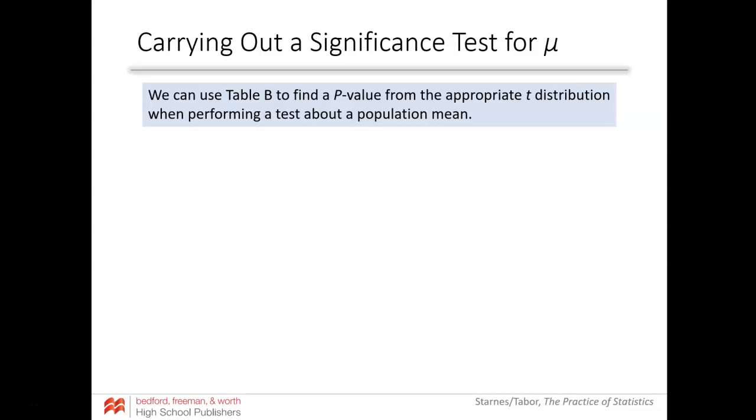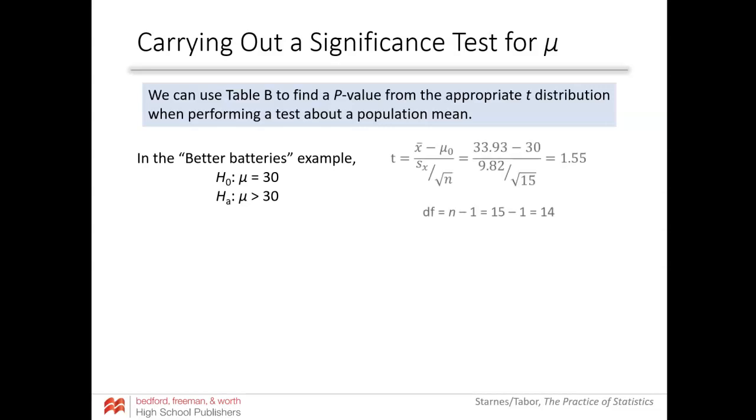So we can use our friend table B to find the p-value from the appropriate t-distribution when performing a test about the population mean. In that better batteries example, the null hypothesis was that the true mean was 30, but the alternative was that those batteries actually lasted longer than 30 hours, so the alternative hypothesis is that it's greater than 30. And remember, there's a sample size of 15.